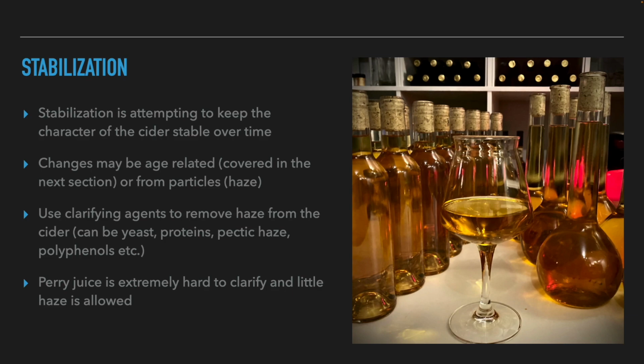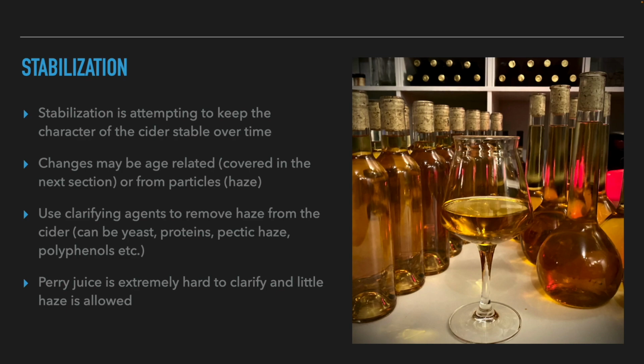The particles that create haze can be proteins, pectin, starch, polyphenols, spices, or bacterial contamination. Additionally, fruit made from pear juice is notorious for being one of the hardest to clarify, so some haze is allowed in perry. The most common method for stabilizing cider is to use a combination of potassium metabisulfite and potassium sorbate. These additives stun the yeast and do not allow them to divide again. They will still be there, but they won't be able to restart the fermentation.